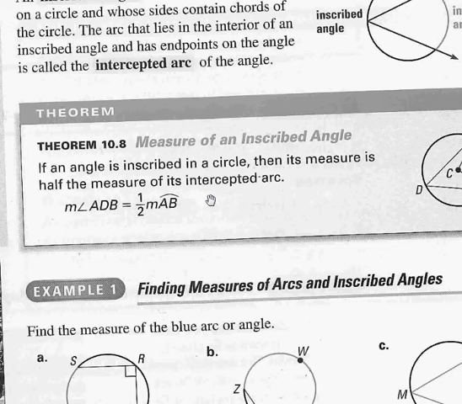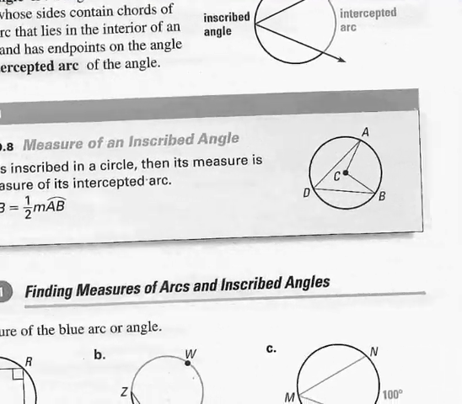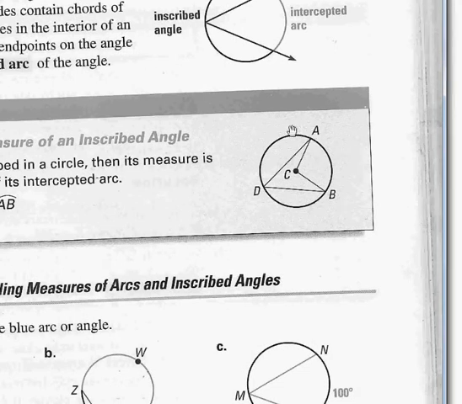We are now going to proceed to Theorem 10.8, the measure of an inscribed angle. Theorem 10.8 reads, if an angle is inscribed in a circle, then its measure is half the measure of its intercepted arc. So here we have a picture of a circle.